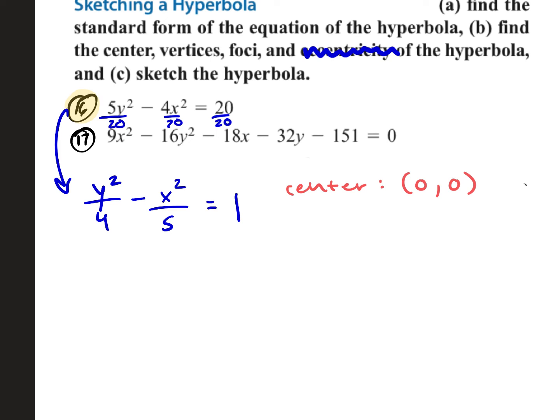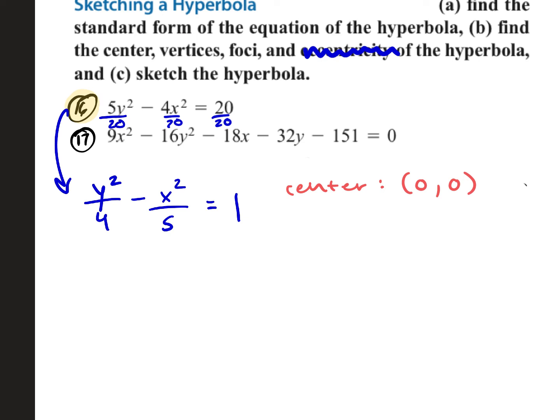One reminder, always remember which one's first, because if this wasn't 0, 0 and you were adding something to x, that's your h. The h always goes with the x. So even if the order's switched and the y comes first, it's still h with the x and k with the y. A lot of people made that mistake on the quiz. So just always keep in mind that h goes with the x.